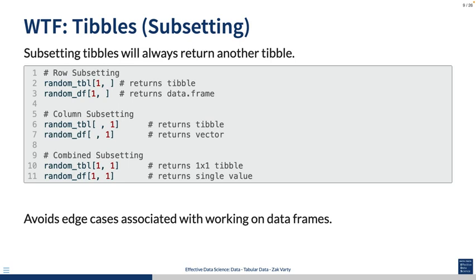So, for example here, if we think about taking a row out of either a table or a data frame, in both cases we're going to get the same object type back. However, if we're looking at column subsetting, so taking a single column out of a table or data frame, a table gives us an n×1 table back, but a data frame will give us an n vector instead. And we run into this same issue when we look at combined subsetting to just pull out a single entry, where this will give us a 1×1 table or a single value. It's much easier to write stable code when you know the type of object that your subsetting is going to return.